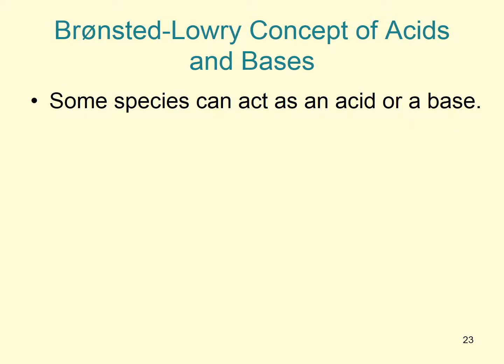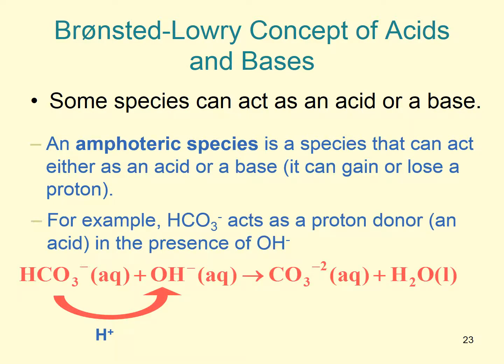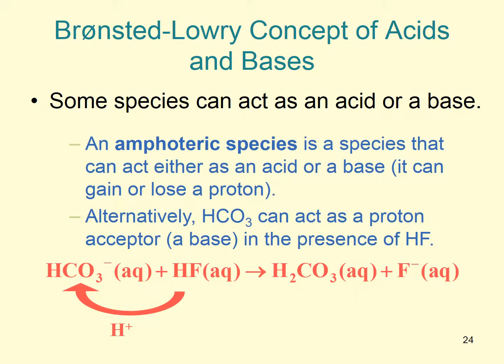All right, so some species can act like an acid or a base. This is called an amphoteric species. It can gain or lose a proton. For example, we just saw this: HCO3 negative can donate an H plus and become CO3 -2. So HCO3 negative can act like an acid if you've got a strong base around. But it can also act like a proton acceptor and become H2CO3. So it can act like a base to become H2CO3.